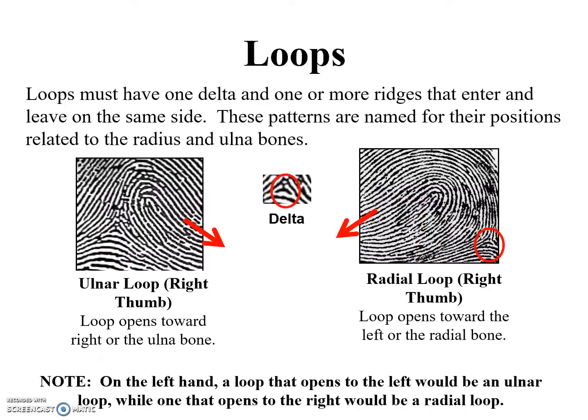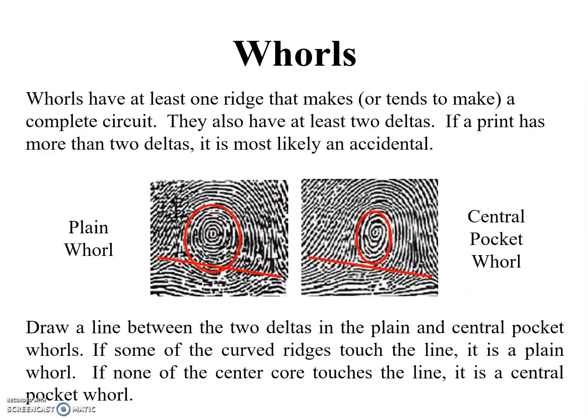When we move to loops, loops shown right here will enter in one side and exit out the same side. When we get to whorls, whorls often have circular patterns on the inside, and they are defined by two deltas, one on each side. If you always look for a whorl, you will always be able to find a delta and a delta.